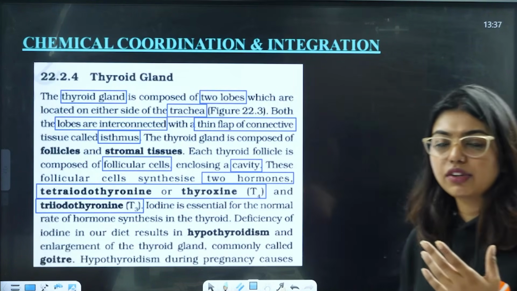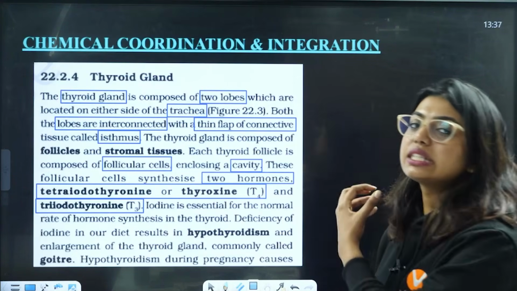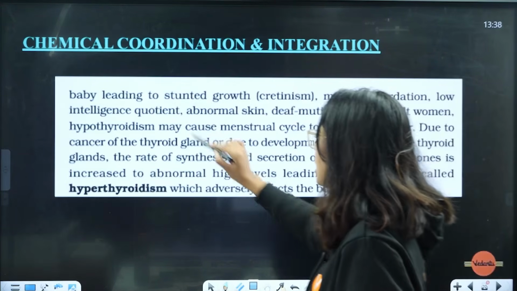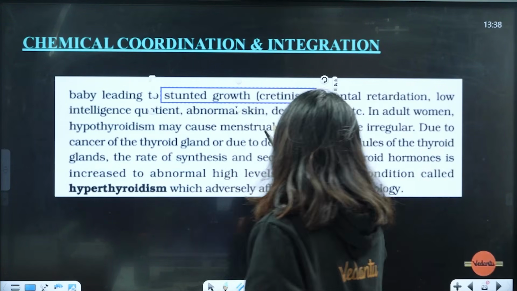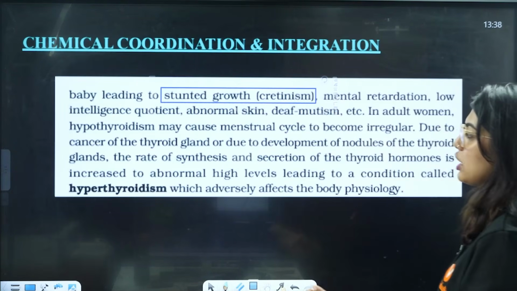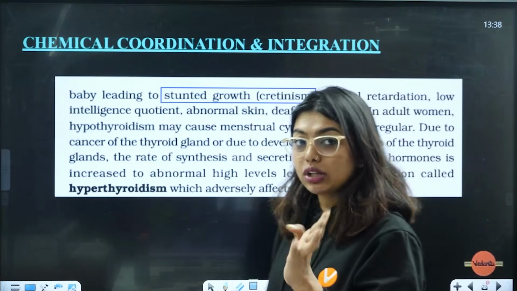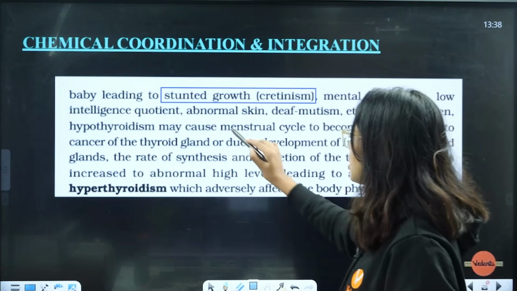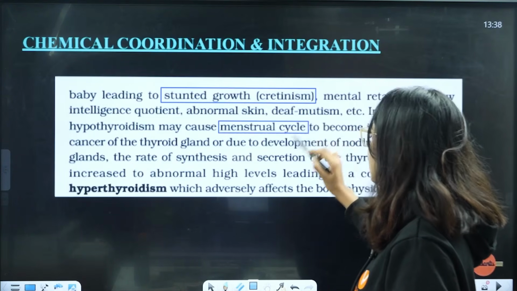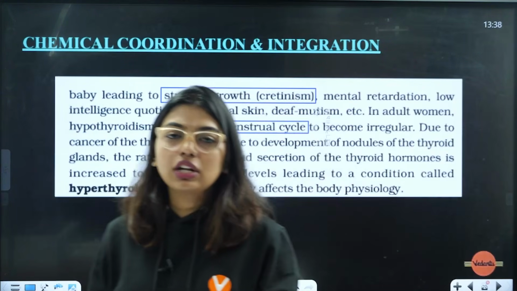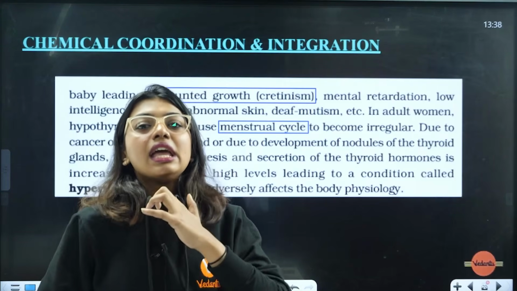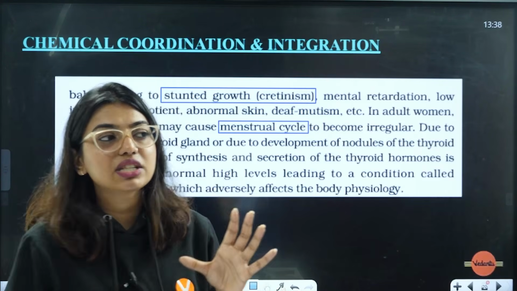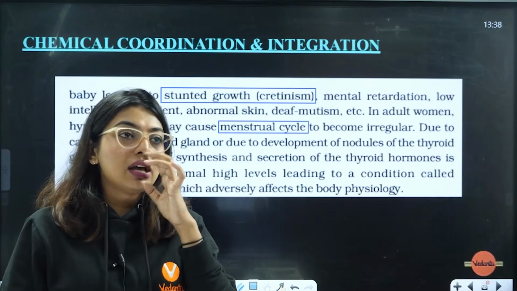Also, students, remember, commonly we call it goiter, where you have swelling of the neck region. Hypothyroidism during pregnancy can cause stunted growth. In babies, it can lead to cretinism, which involves mental retardation, low intelligence quotient, abnormal skin, deafness or mutism. In adult women, hypothyroidism may cause the menstrual cycle to become very irregular. Many people with hyper or hypothyroidism can gain weight extremely or lose weight extremely, to such an extent that they look very different and very sick.